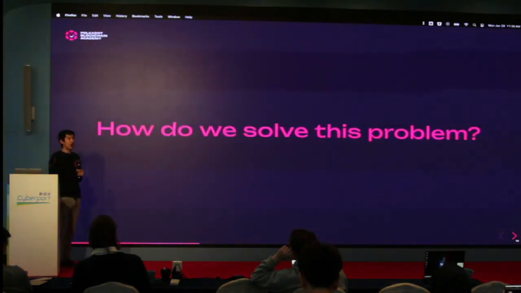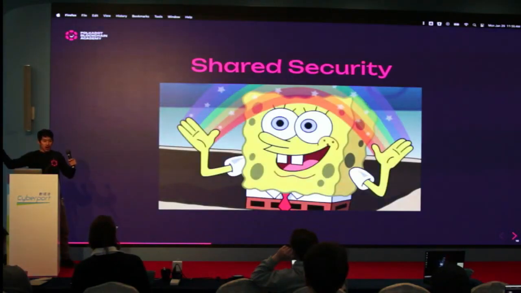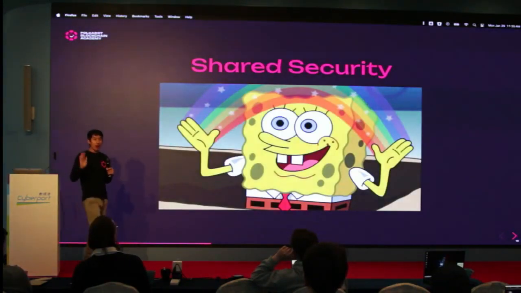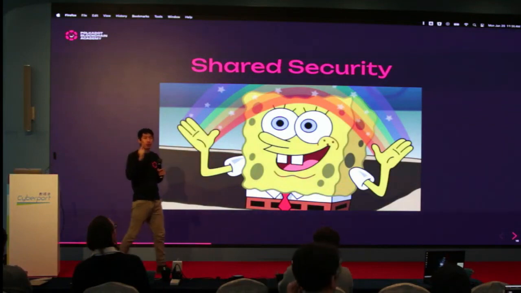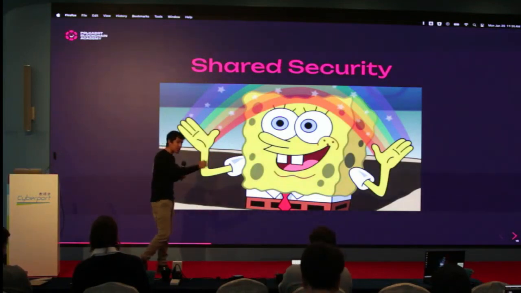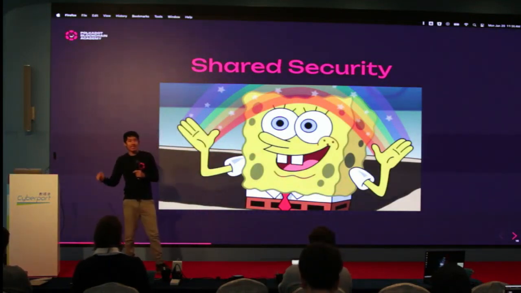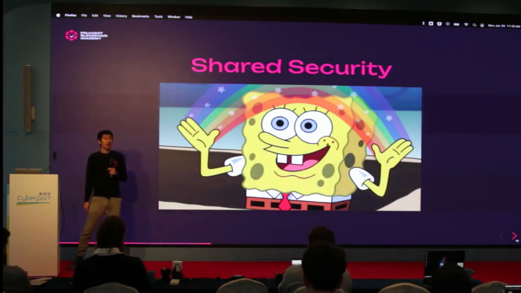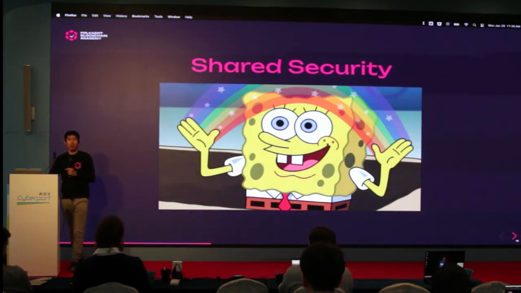So how do we solve this problem? Shared security. If we can know this problem in advance and we can prepare for a future for multiple blockchains, and we know that this is an issue we need to solve, we need to create a technology. And that technology in Polkadot is shared security. We've had it since the white paper.